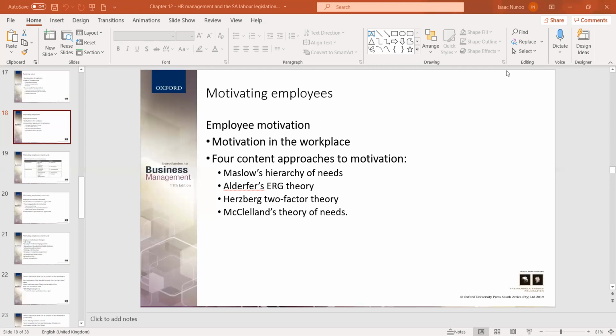In terms of the need for power, there's a need to be influential, to control others, or to make others behave in a way they would not otherwise have behaved. There's the need for affiliation. With the need for affiliation, this is the need for a warm and close interpersonal relationship, to be liked or accepted by others.